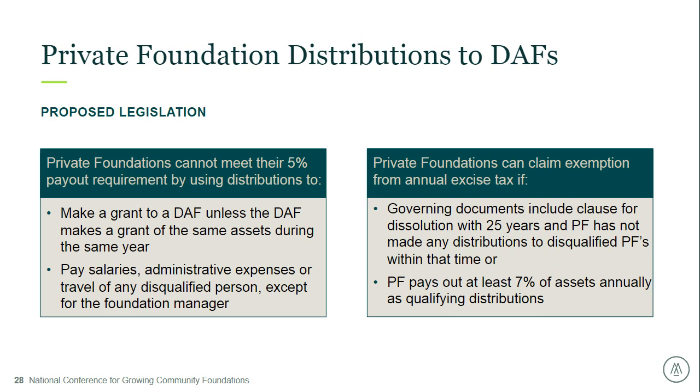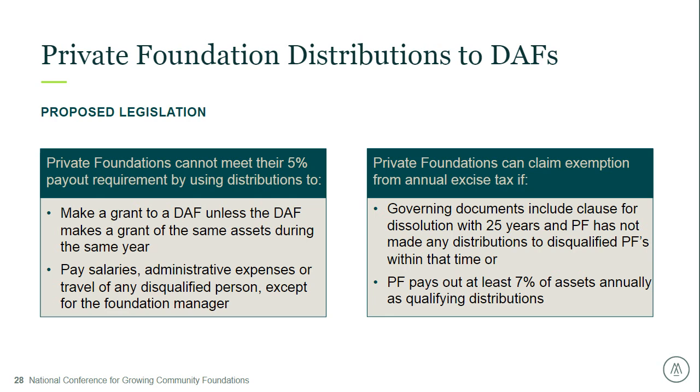The other thing that's pretty significant is they cannot meet their payout requirement using distributions to pay salaries, administrative expenses, or travel of any disqualified person except for the foundation manager. Unless the foundation manager is a family member, then those payments will not count. So for private foundations out there, when you're doing your allocation of expenses between net investment income and charitable, it's perfectly okay to allocate salaries as a charitable expense. So under this legislation, that would change.